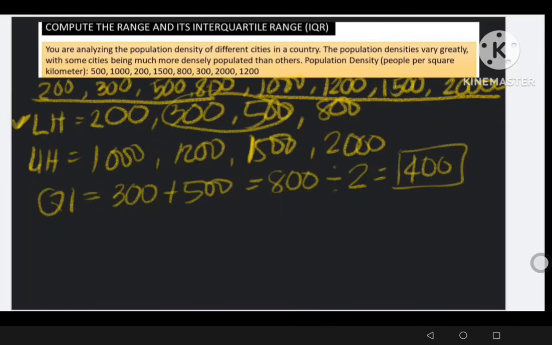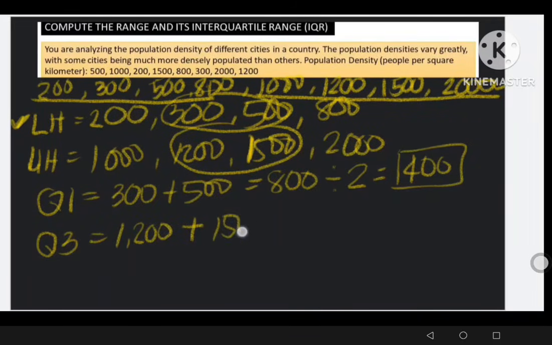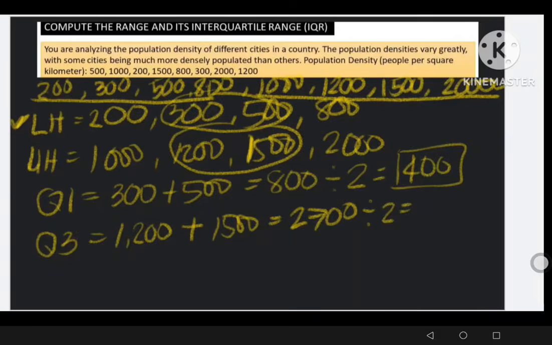Next one is we're going to find the middle of the upper half. This is called the third quartile, the Q3. Third quartile, or the first quartile on Q1. Same process here in the upper half. We're going to identify the two middle numbers after arranging it, 1,200, and then add it with 1,500. So we have 2,700. And the same thing, you're going to divide it by 2. So our quartile 3 or the third quartile is 1,350.